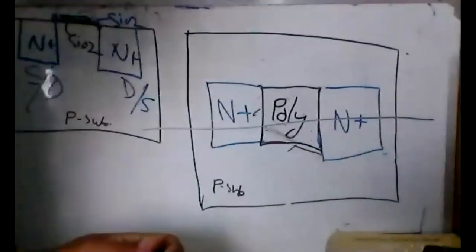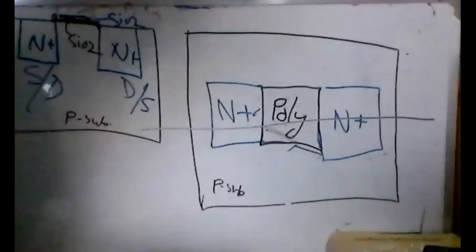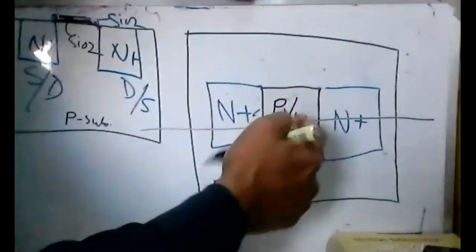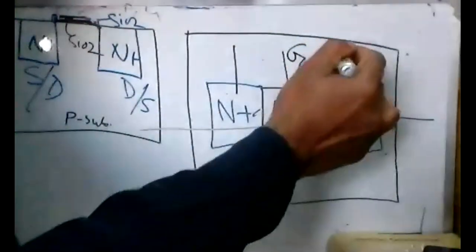Is the idea clear? Any question? And now this one is a gate, and this one is a source.